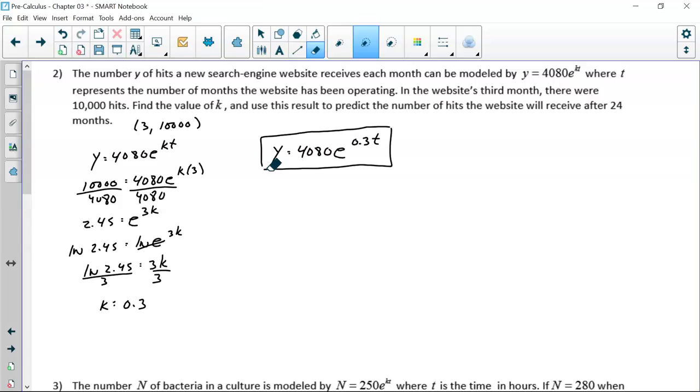So now it says how many hits do we expect after 24 months? That's when t equals 24. So y equals 4,080 e to the 0.3 times 24. So y equals, and you're going to get about 464,877.519. So we'll just round it down. You can't have a partial hit.